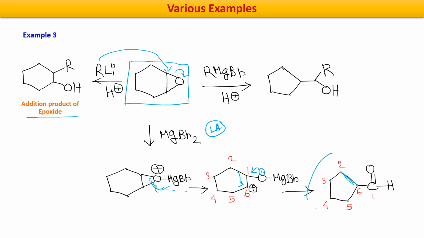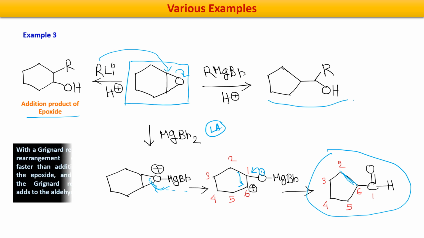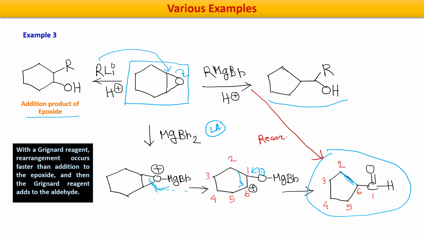And once you get this aldehyde, now we can get some clue why with Grignard reagent we are getting this type of product. So what is happening here? With a Grignard reagent, rearrangement occurs faster than the addition to the epoxide. So if it is rearrangement in presence of RMgBr, first you will get this product, I am writing here rearrangement. And once this rearrangement has occurred in presence of RMgBr, now the normal addition: R here will attack here, and ultimately you will get this type of addition product.